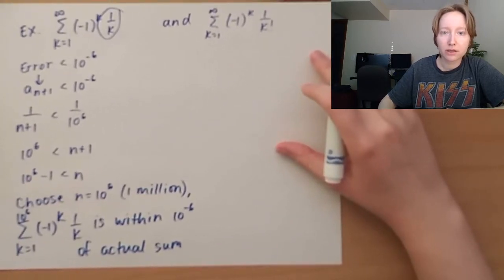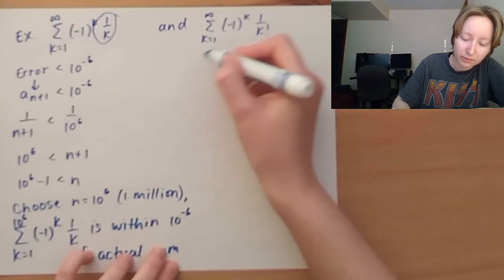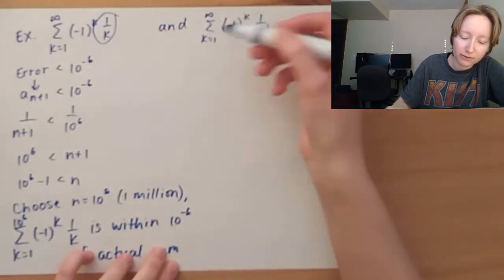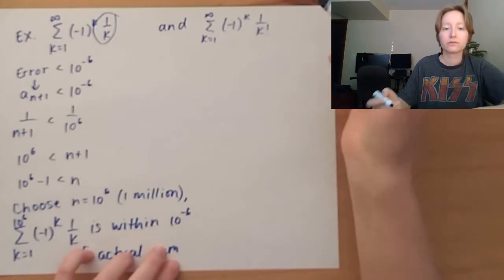So now let's do this for the factorial. So same relationship, instead of 1 over n, I'm going to get 1 over n factorial.